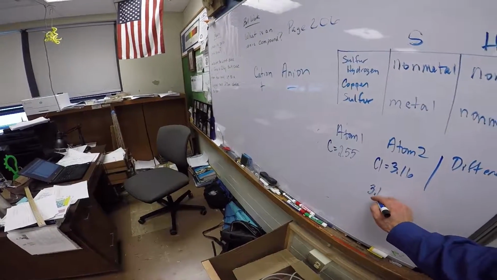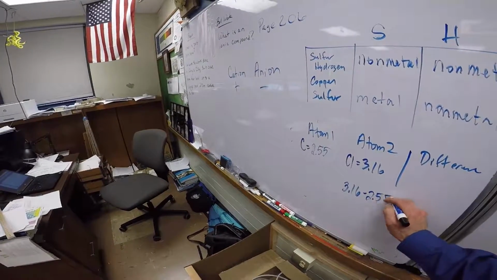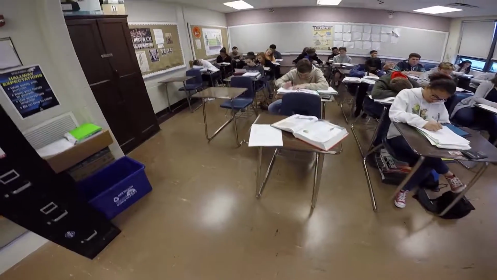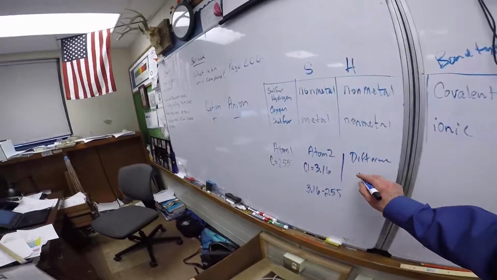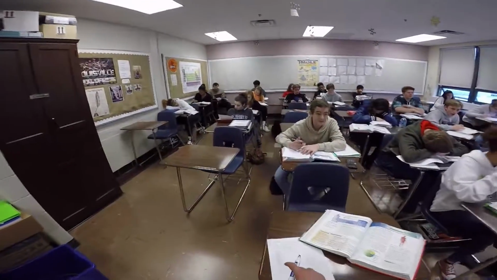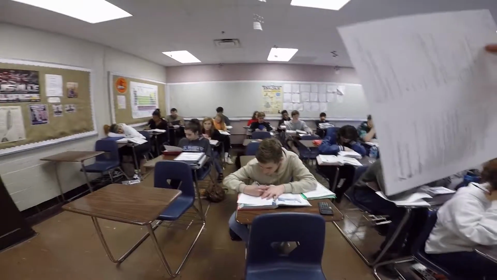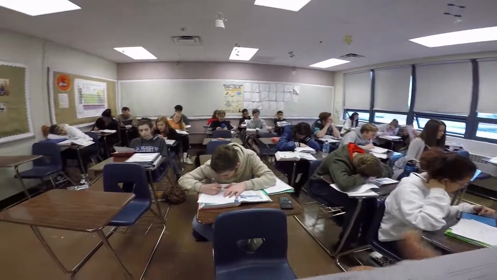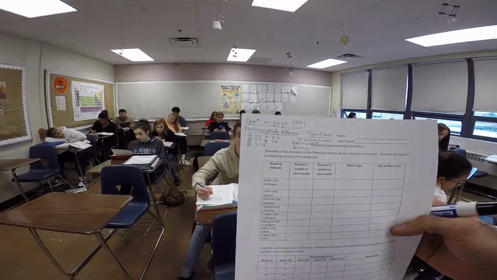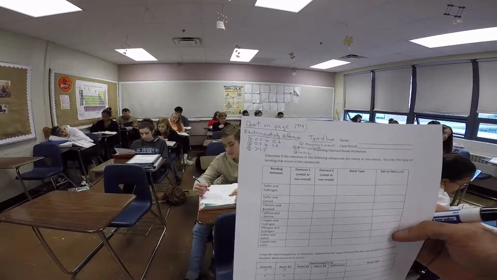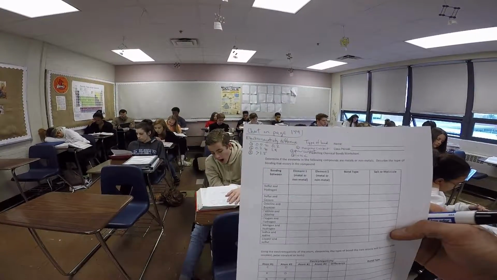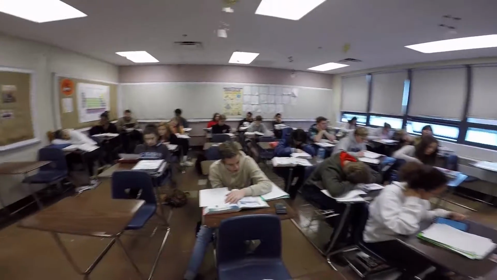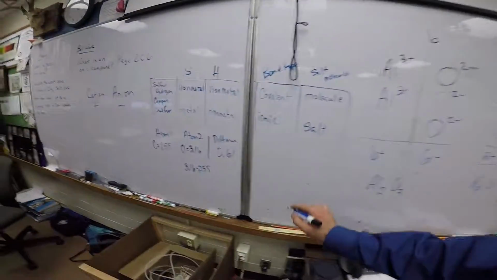Now I need to take 3.16 minus 2.55. What does that equal? That's the difference. It equals 0.61. Now I have to find on this chart that I gave you on this handout, I gave it to you because I'm a nice person. You'll see that 0.61 does not fall between 0.0 and 0.2, so it's not going to be nonpolar covalent. It falls between 0.3 and 1.4, so it is polar covalent.